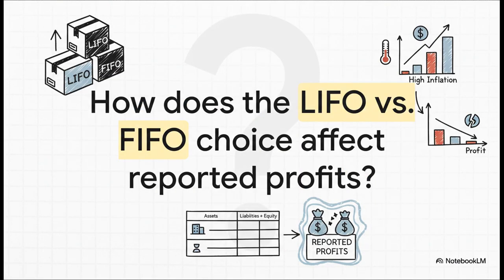Which really leaves us with one last big question to think about. We've just seen how using LIFO versus FIFO can lead to a very different write-down amount. So think about it. In the real world, during a time of rapidly changing prices, like high inflation or a sudden recession, how could that one accounting choice dramatically alter a company's reported profits and maybe even change how investors view its financial health? It's a choice with some very real-world consequences.